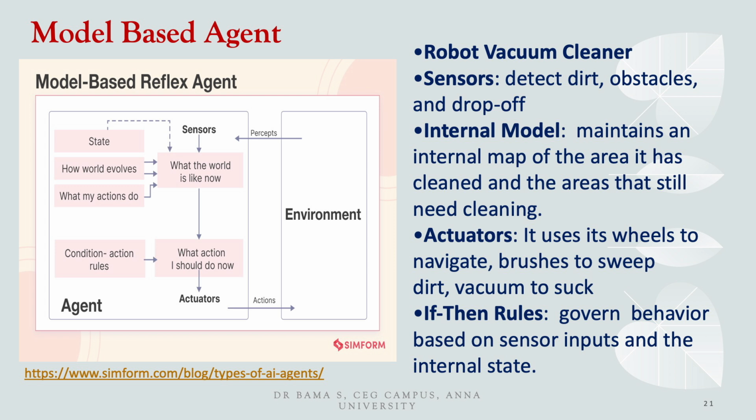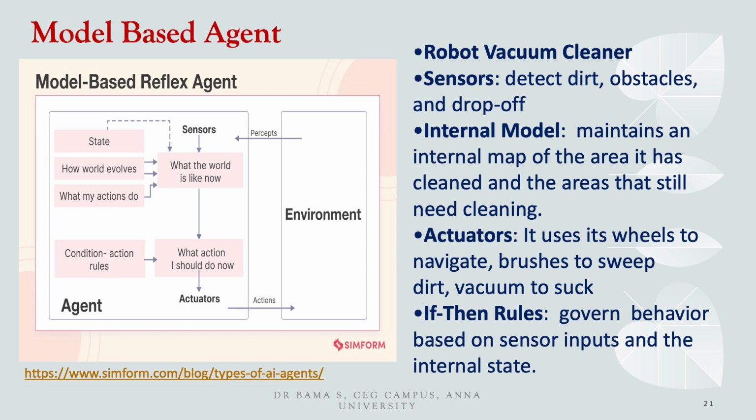In this case, we can take the robot vacuum cleaner as an example of a model based agent, where the sensors detect dirt, obstacles, and drop off. Actually, it should not drop off while falling down the stairs. Okay, it should not fall off. So, that is the actual meaning of drop off.